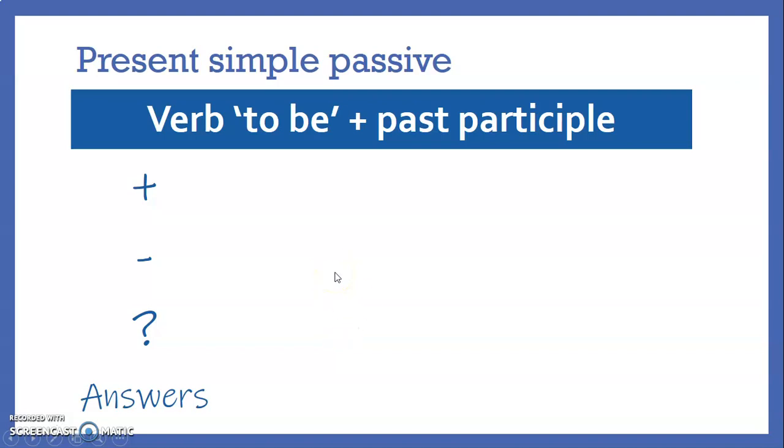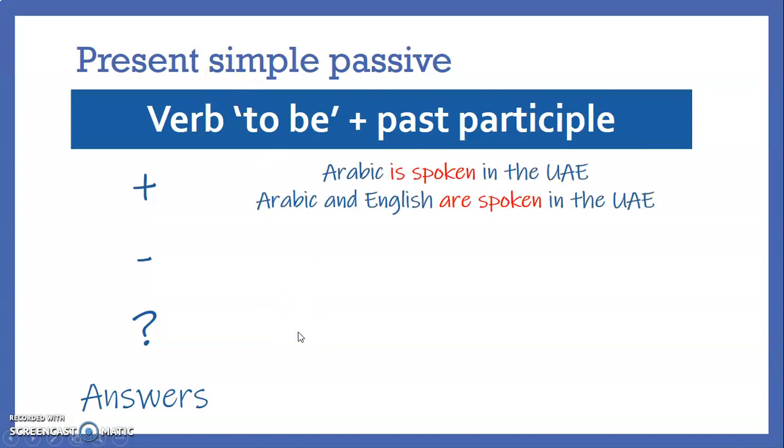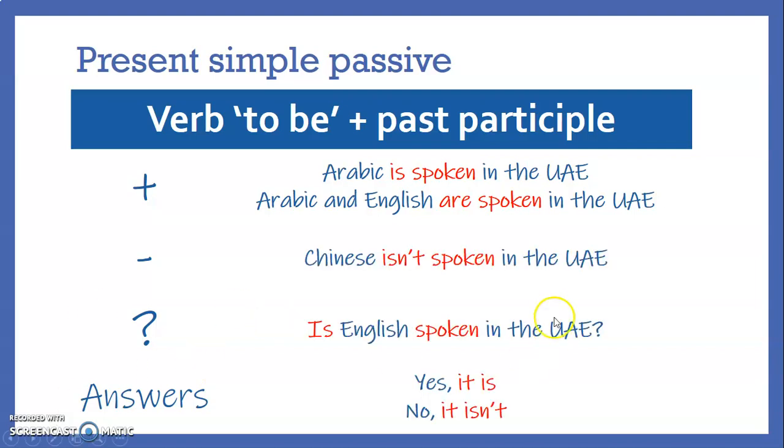quickly at the form, the positive, the negative, the questions, and the answers. We would have Arabic is spoken in the UAE. Arabic and English are spoken in the UAE. We have 2 languages here. Well, Arabic is the main language, but English is used in a lot of places. If we want to say not, then we would put isn't. Chinese isn't spoken in the UAE. Not generally. And the question, is English spoken in the UAE? You would put is at the start of the sentence. The answer's yes it is, no it isn't.